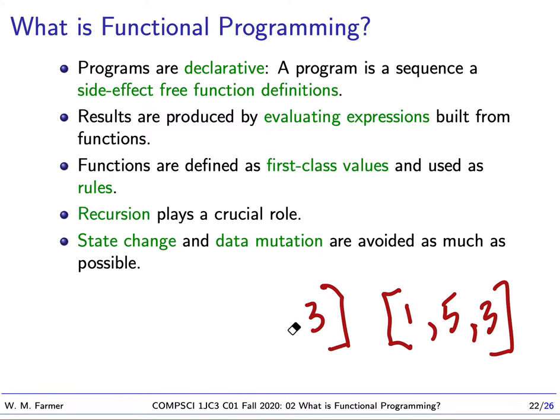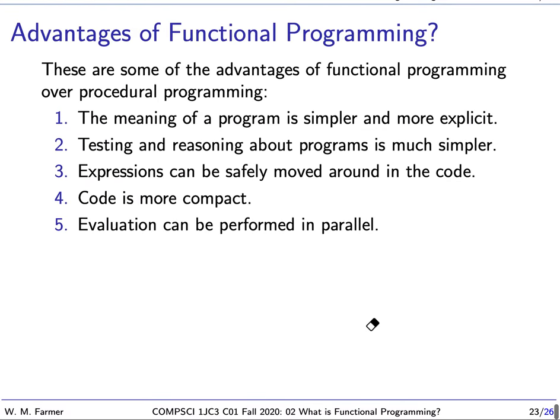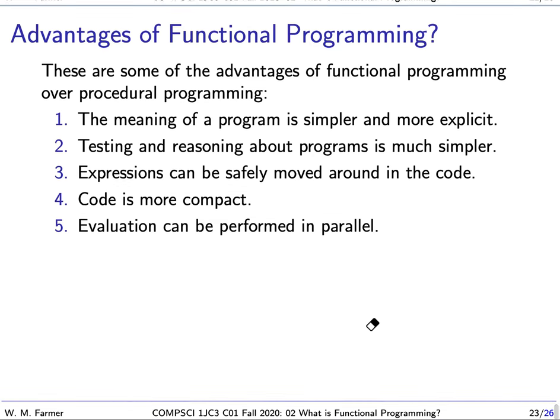So one important question is why are we interested in this? Well, here are the advantages. First of all, the meaning of our program is much simpler and more explicit, because we don't have any side effects. A very common side effect is that you're going to change the value of some variable sitting someplace. We're not going to do that in functional programming. We have no side effects. Things are simpler. And because we have this simpler kind of program, testing and reasoning about the programs is much simpler.